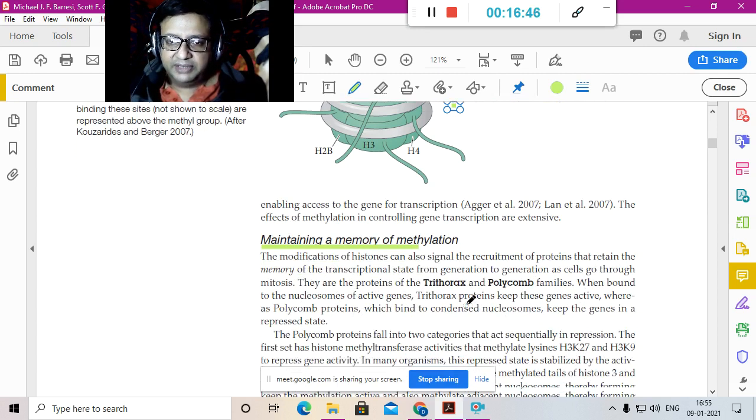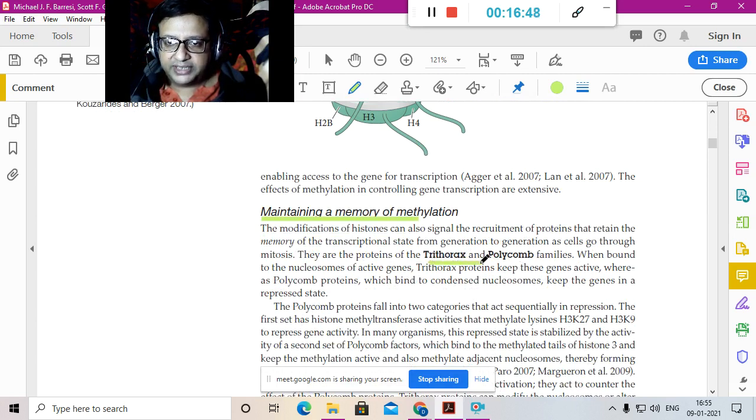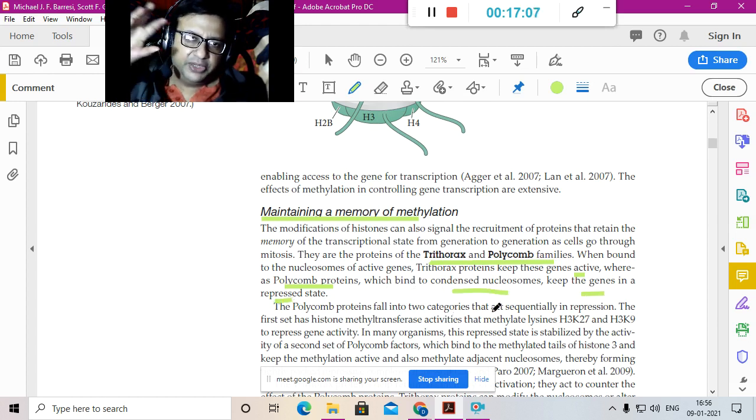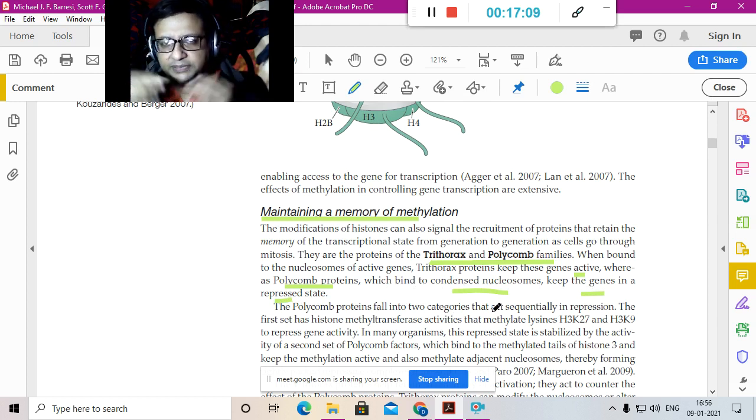Examples are the important proteins known as trithorax and polycomb family proteins. When bound to the nucleosome of active genes, trithorax proteins keep these genes active, whereas polycomb proteins, which bind to condensed nucleosomes, keep the genes in a repressed state. So polycomb proteins repress, and trithorax proteins keep chromatin uncondensed and the gene active.